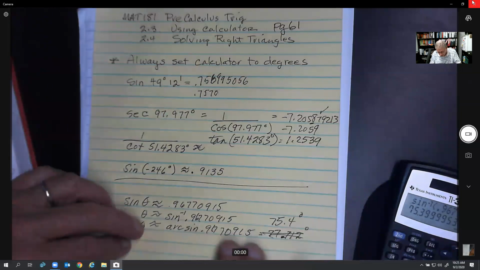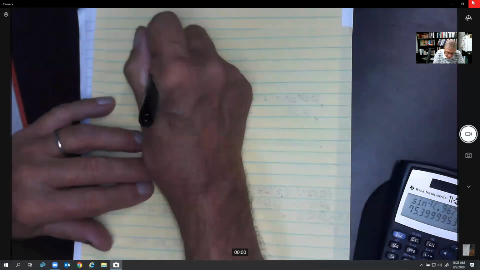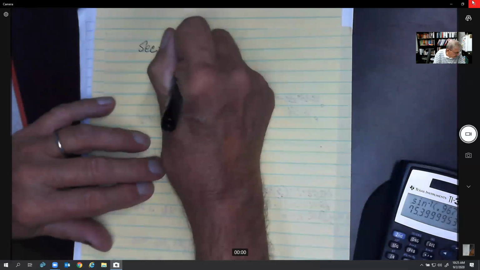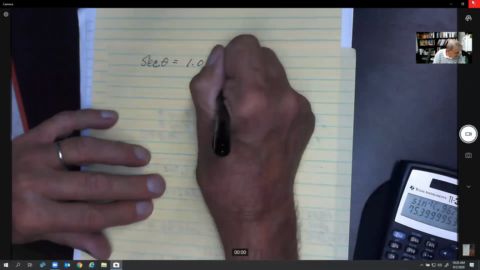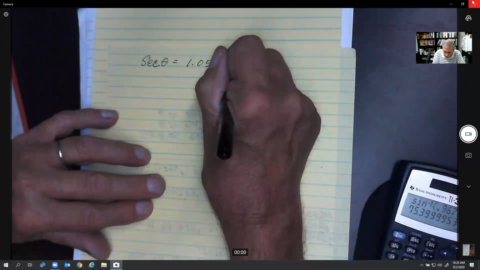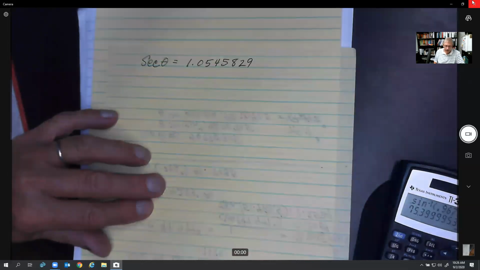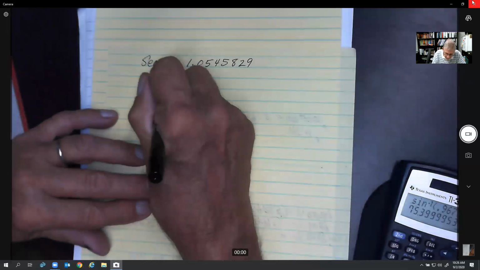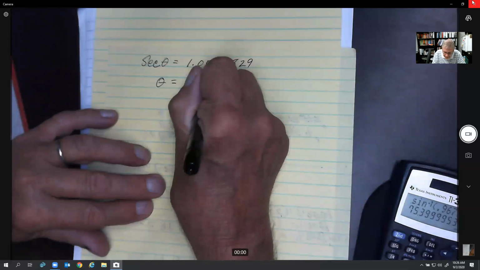Okay, let's try another one. Here's a terrible one. Again, we want to find the secant. The secant theta is equal to 1.0545829. Pretty big number. So I want to find theta. Bring this over to the other side. That's the inverse, or arc.